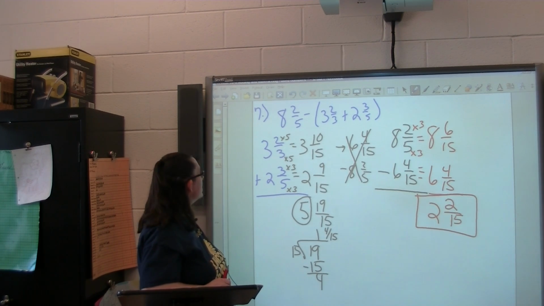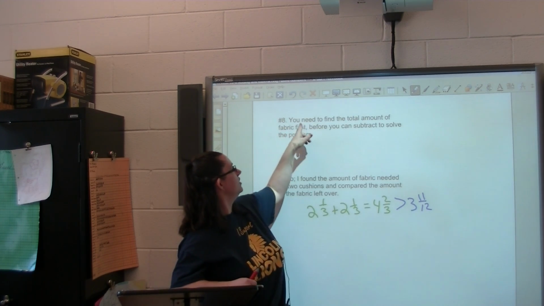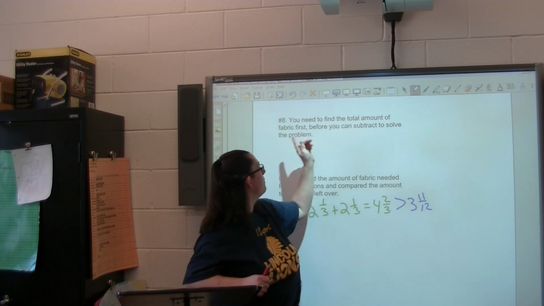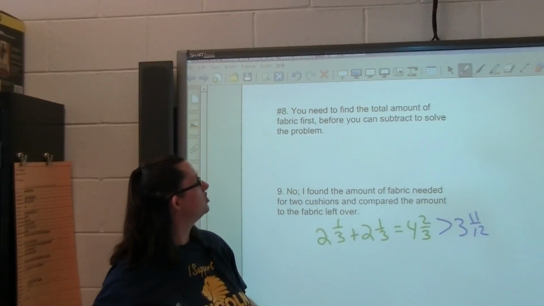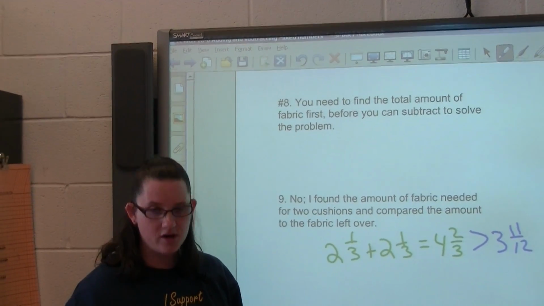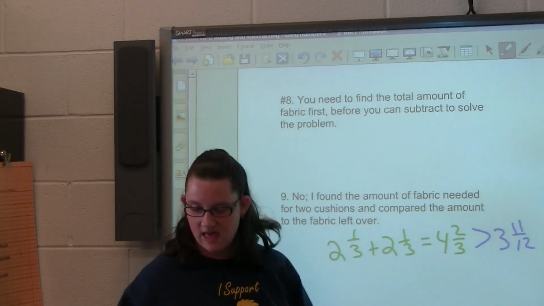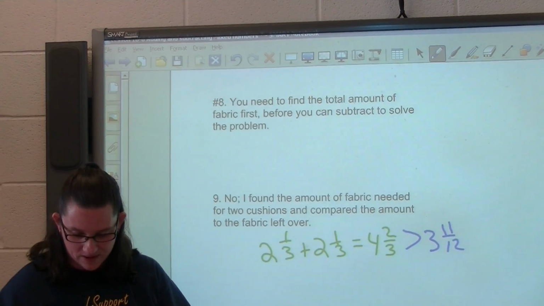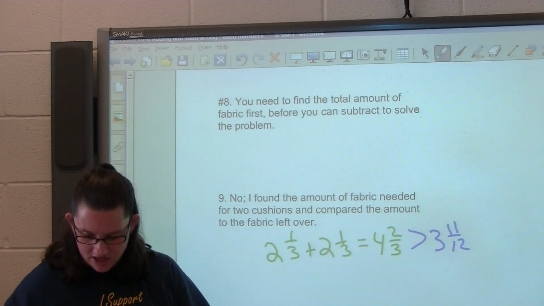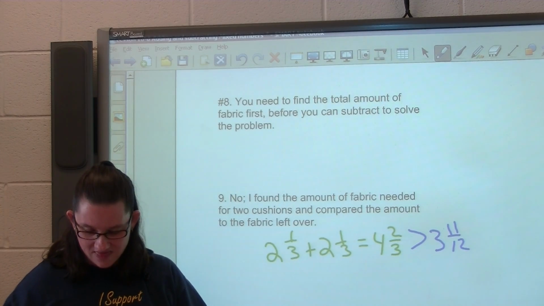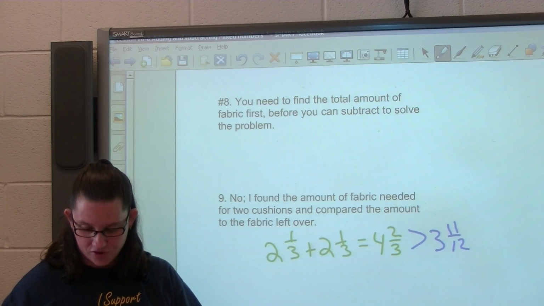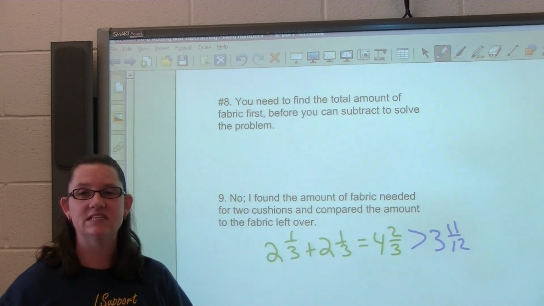Okay, so go ahead and get number 8 copied down here. You need to find the total amount of fabric first before you can subtract to solve the problem. You can go ahead and get that copied into your notes. Okay, and then the last one here, construct arguments. It says, in the example above, does Clarice have enough fabric left over to make 2 cushions that each use 2 1/3 yards of fabric? And then it says, explain.